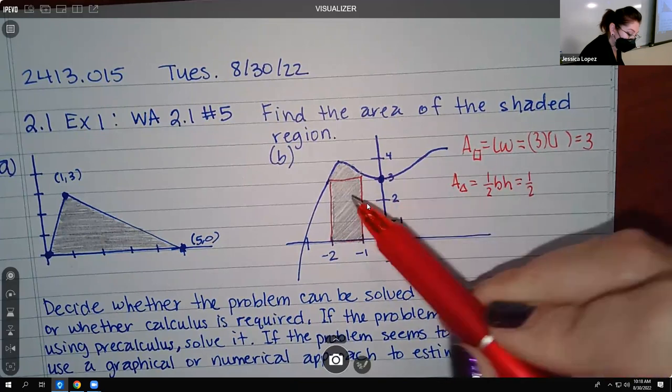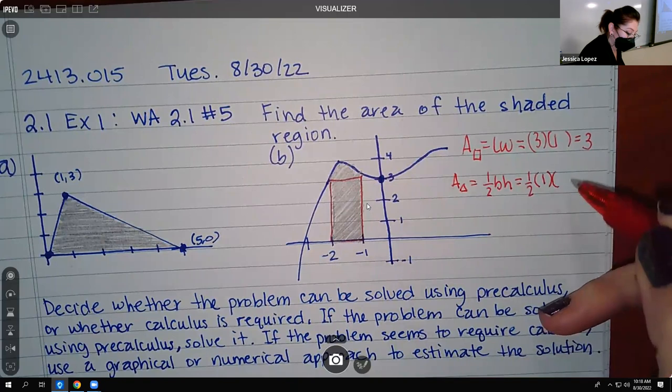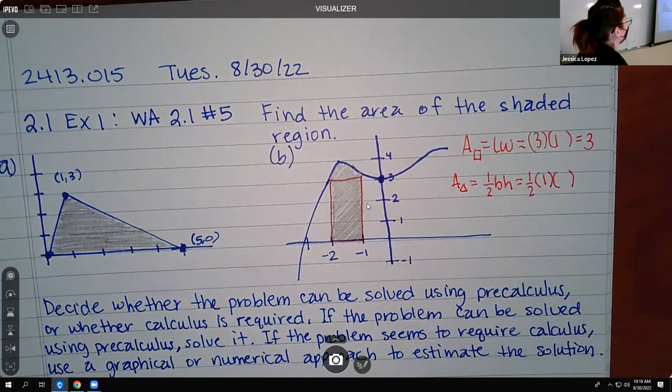Correct. It's got the same measurement as this width, doesn't it? So it's also 1 unit. Now here's the weird one. What's the height of the triangle?